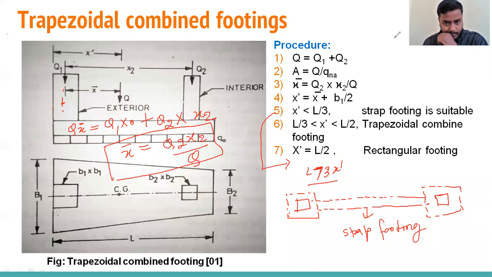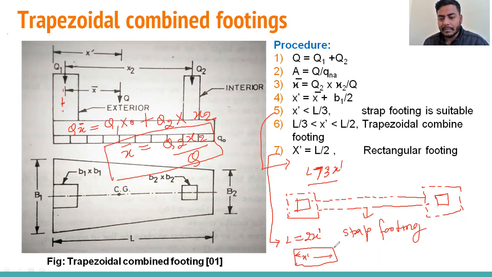Okay. So now when x dash is between L by 3 to L by 2, we will go for the trapezoidal combined footing. When x dash is equal to L by 2, this is the condition. So you will see, when L is equal to 2 times x dash, it means you multiply x dash by 2 times, then it will give L.